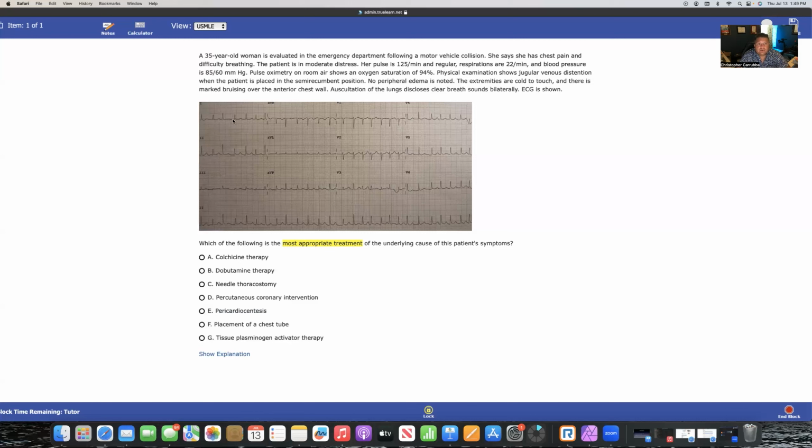All right, so let's see what we've got going on here. In this stem, what's important is that we have a patient coming in following a motor vehicle collision. The patient has chest pain and difficulty breathing. When we look at the vital signs, we see significant tachycardia as well as hypotension. Looking at our exam, we see jugular venous distension, cold extremities, and bruising over the chest wall. And last but not least, we have clear lung sounds bilaterally.